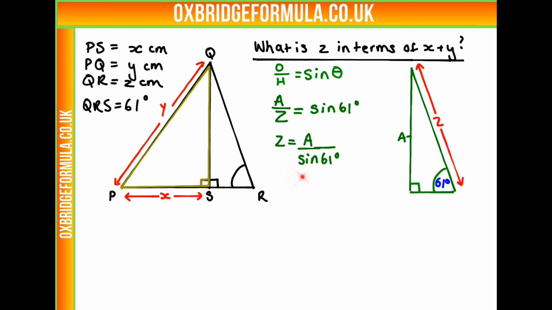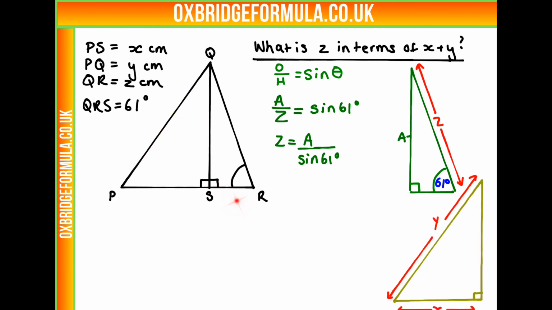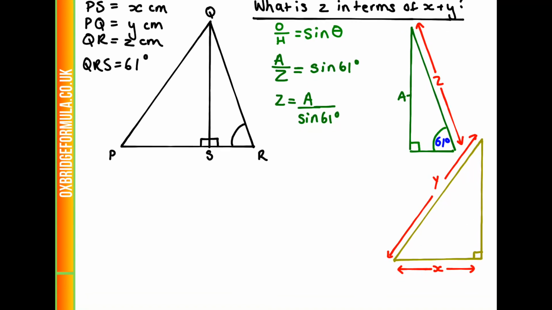So now all we need to do is work out what A is. And how can we do that? What other information do we know that has A that we can use to work out this equation? Well, we have this other triangle here. So A is our side there, and we have y and x. So how can we find out A in terms of x and y? Well, because this is a right angled triangle, we can use Pythagoras. A squared equals b squared plus c squared.